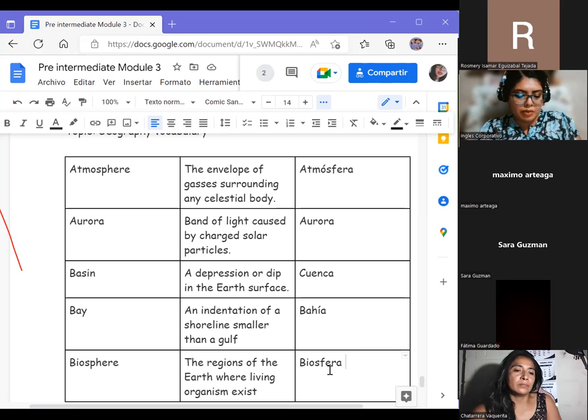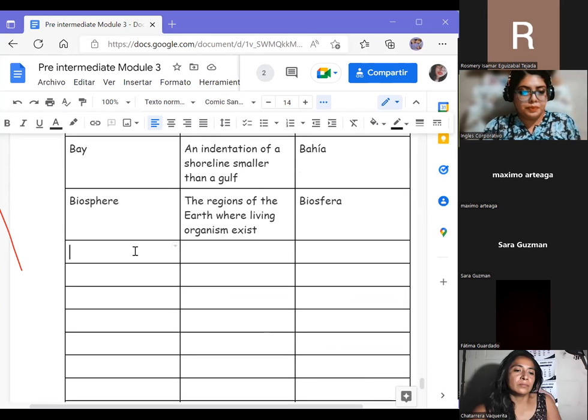Then we have a bay, that is very common, because in that case, we are talking about an indentation in a shoreline smaller than a gulf. Estamos hablando, ¿verdad? De la bahía, que es una parte más pequeña, ¿verdad?, que el golfo. Then we have the next one, and that is the biosphere o la biosfera, que es una región de la Tierra donde existen, ¿verdad?, los organismos vivos.